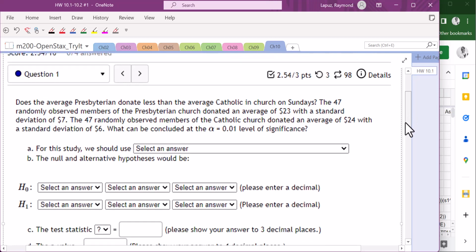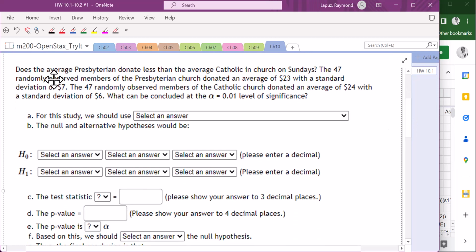This is problem number 1. A question asked, does the average Presbyterian donate less than the average Catholic in church on Sundays? So they collected data. 47 randomly observed members of a Presbyterian church donated on average $23 with a standard deviation of 7. And then 47 randomly observed members of a Catholic church donated an average of $24, standard deviation of 6.